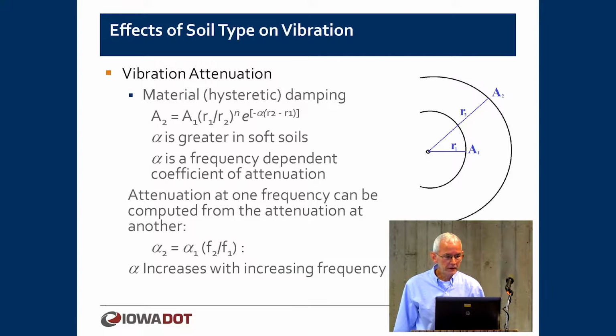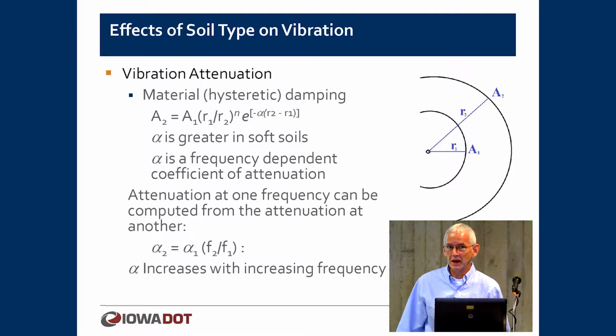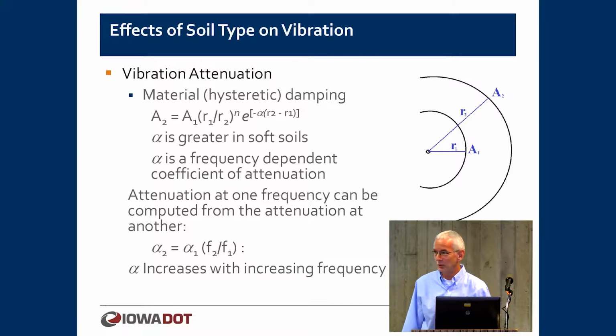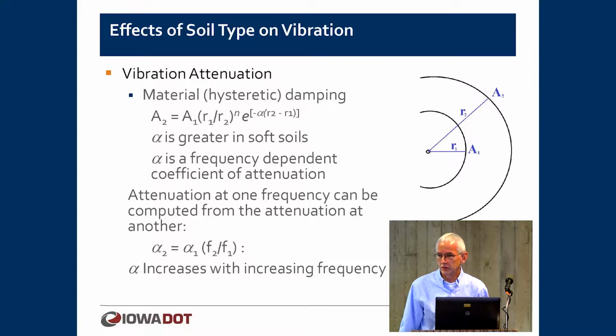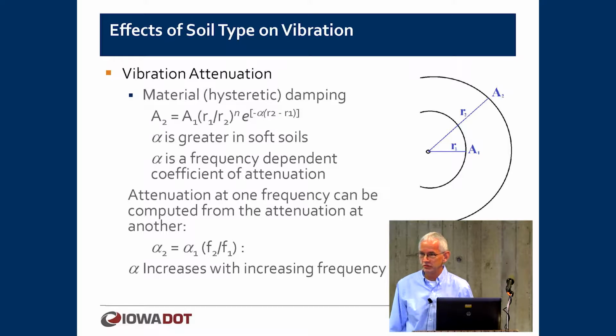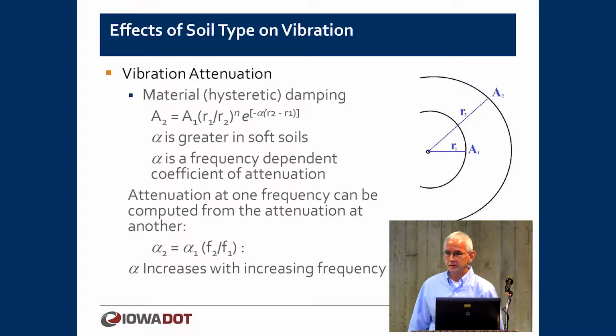Alpha also is frequency dependent. High-frequency vibrations tend to have a higher alpha value than low-frequency vibrations, which implies that high-frequency vibrations attenuate at a greater rate. There's a formula for calculating this: if you know the alpha value for a particular frequency, you can calculate the alpha value for any other frequency. It's a fairly simple relationship, such that at a higher frequency, the alpha value goes up. And the alpha value is the rate of attenuation, so you get a higher rate of attenuation for a higher-frequency vibration.